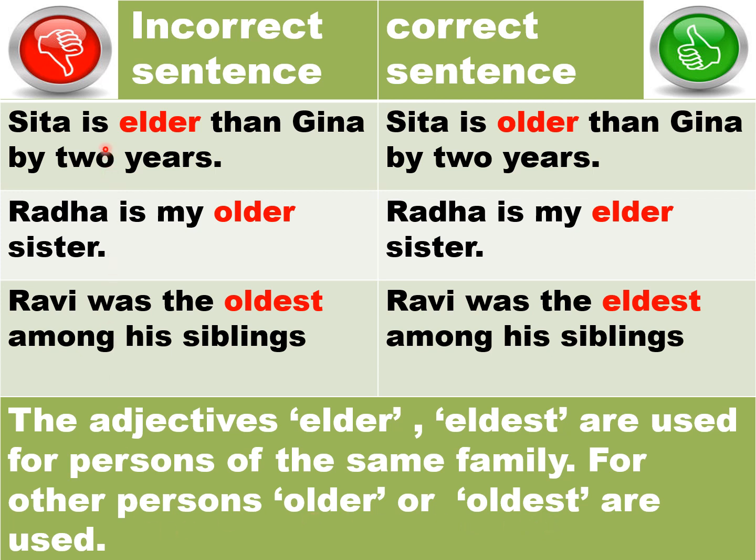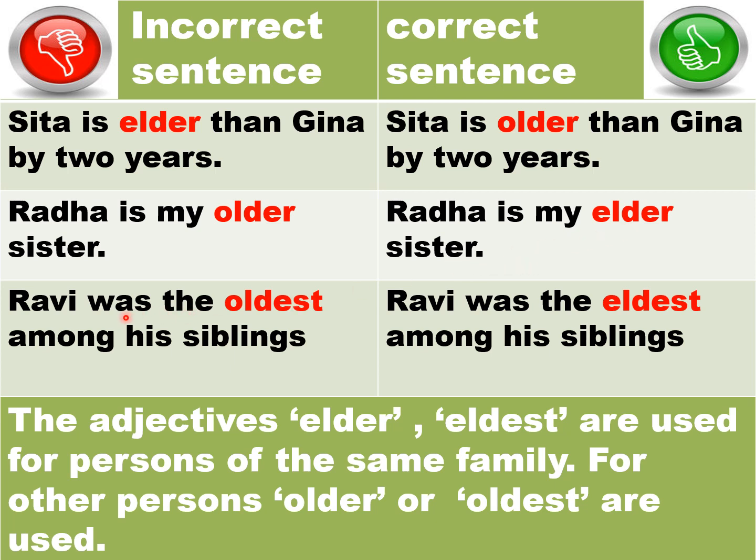See the examples. Sita is elder than Gina by 2 years. See, they are from different families, so we must use older instead of elder. Sita is older than Gina by 2 years. See the next example. Radha is my older sister. Here, this sentence indicates the same family, so we must use elder. Radha is my elder sister.